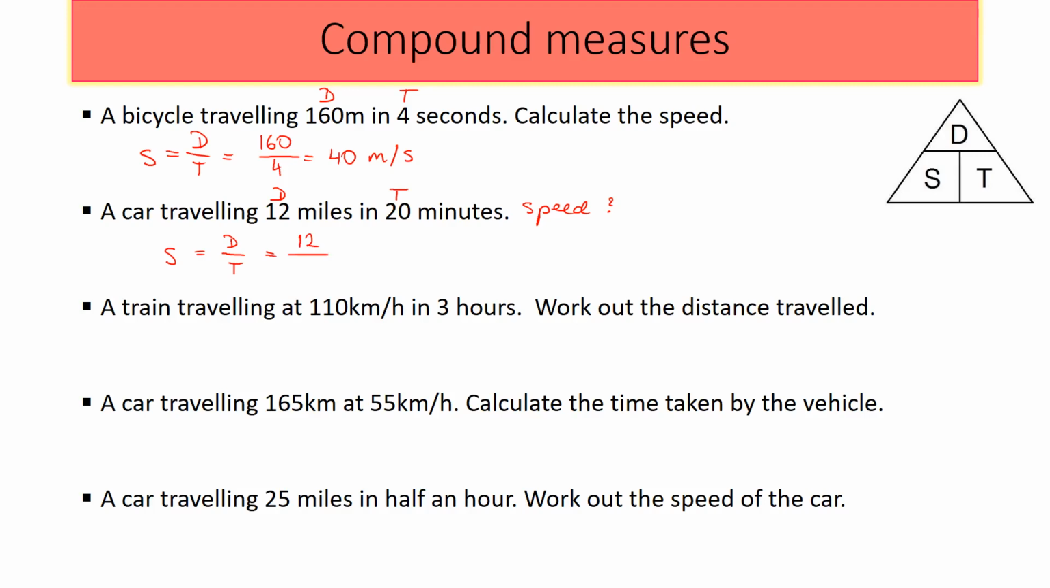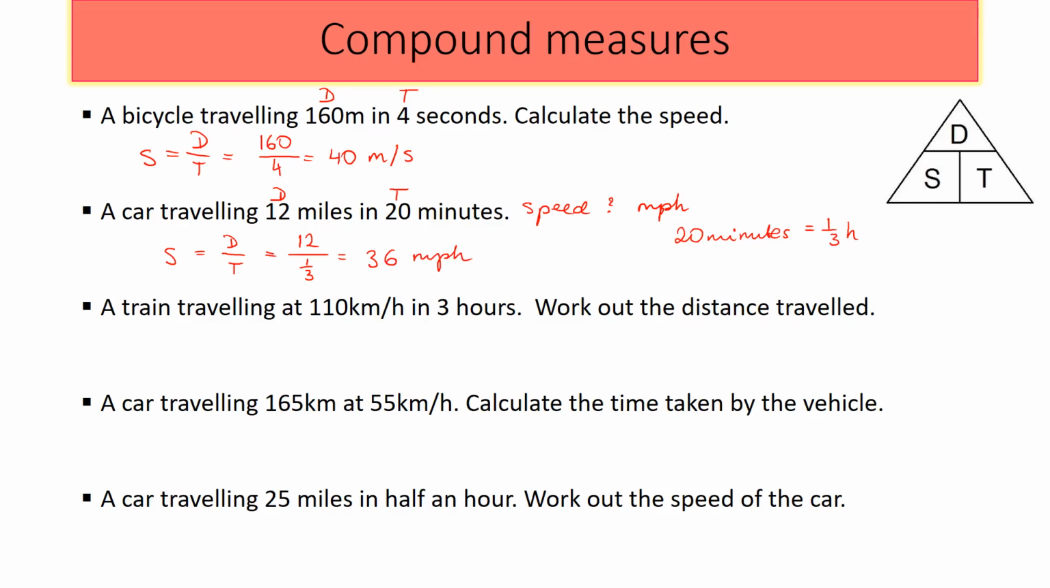Now be very, very careful, because I can't really put 20 here because the units are not what we want. Now you probably remember that for speed, the units are miles per hour. So I don't want 20 minutes, I want 20 minutes converted into an hour. So 20 minutes is a third of an hour. So I need to divide it by a third because my time must be given in hours. And that is 36 miles per hour.